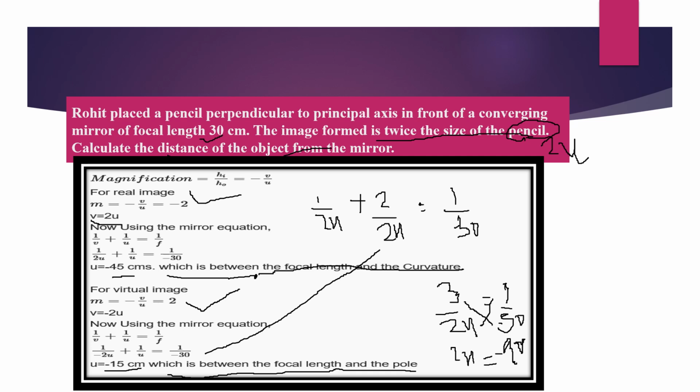Got it? Okay, so using this information only, we are dealing with the complete problem. Only we know the focal length of the mirror, that is 30 centimeter. So with the help of the focal length of your mirror only, we did all these two things by calculating the distance for both your real image and for your virtual image. Got it?